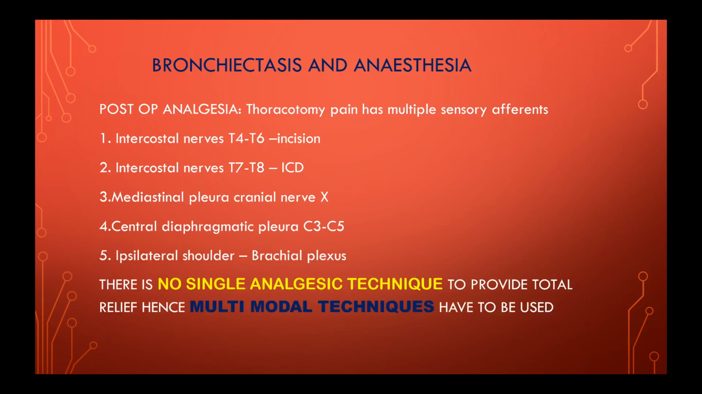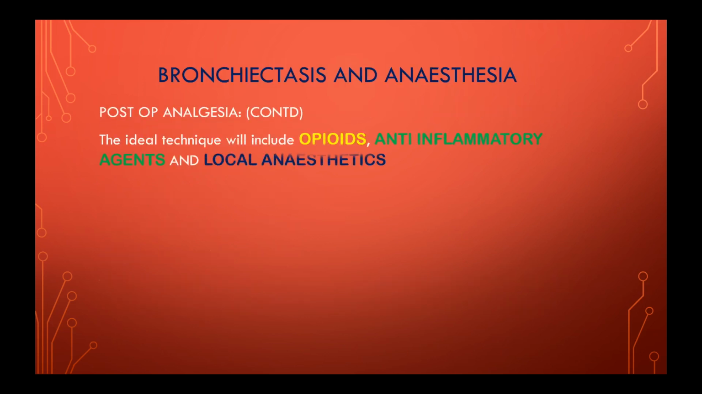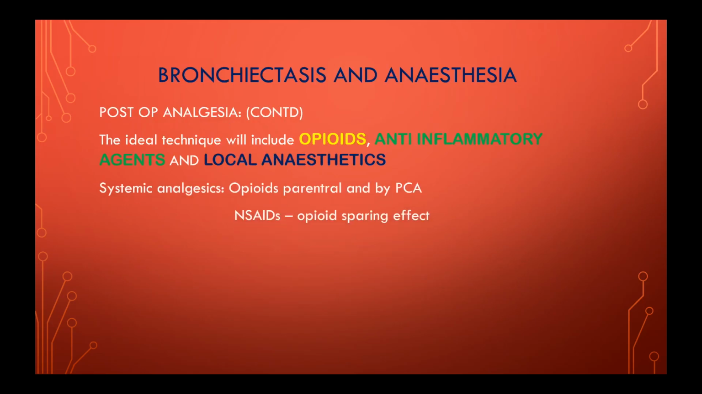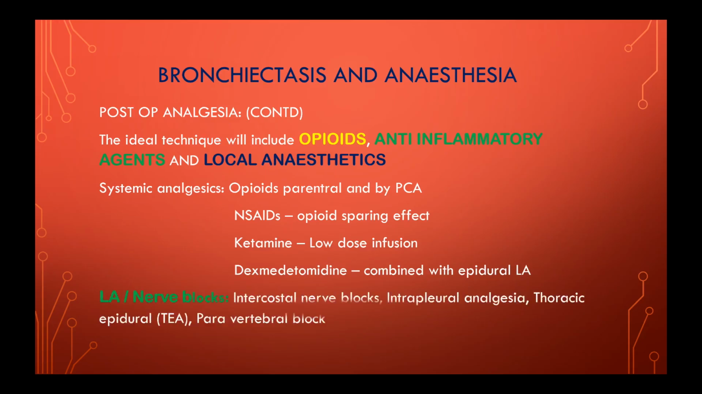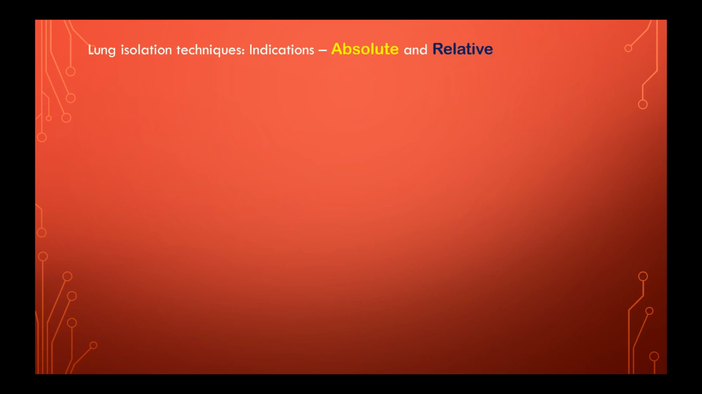So there is no single analgesic to provide full relief, so multimodal techniques are used. In post-op analgesia, you can include opioids, anti-inflammatory agents, and local anesthetics. Systemic opioids can be given by PCA, NSAIDs for opioid sparing effect, keeping a low dose infusion of dexmedetomidine, combined with local anesthetic blocks: intercostal, interpleural, thoracic epidural, and related.